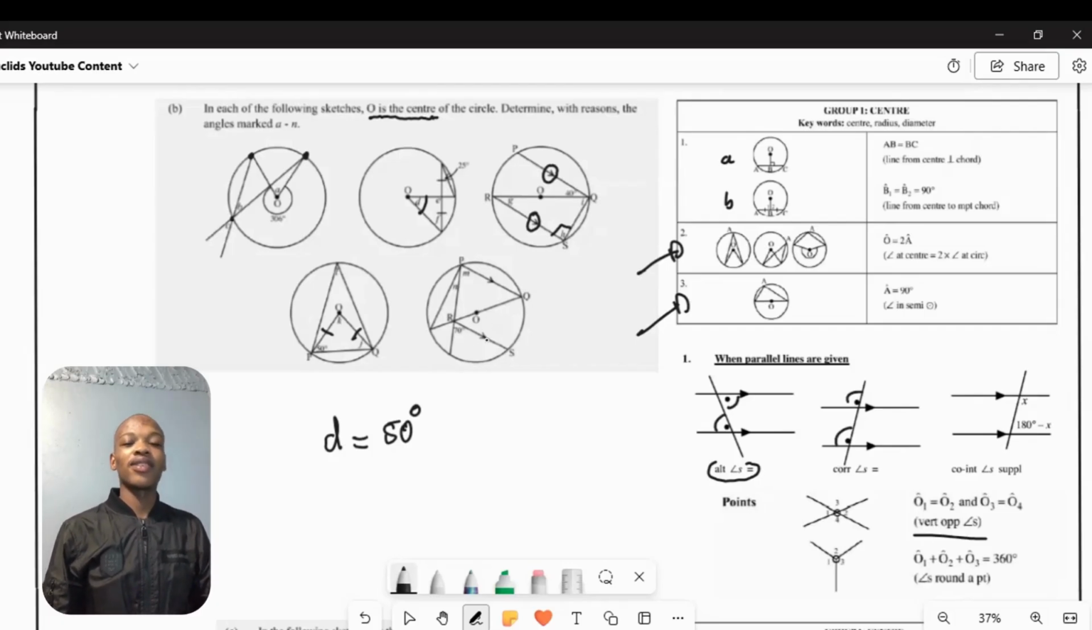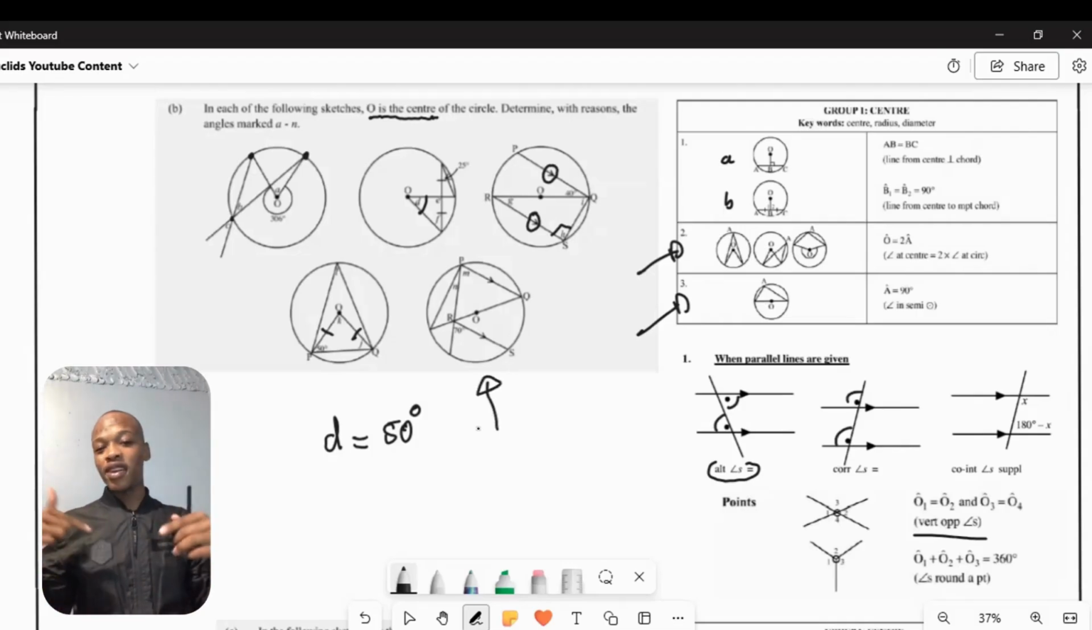Another one, we have parallel lines. You're going to apply the same points. Here's your homework. Do that one. Let me know in the comment section if it's giving you a problem. I'm going to help you out.